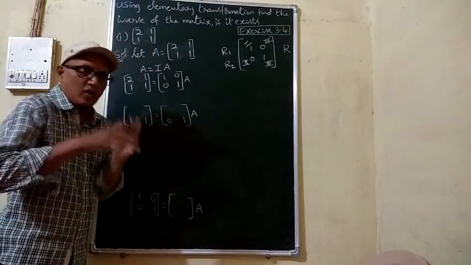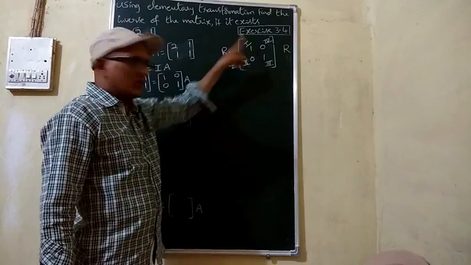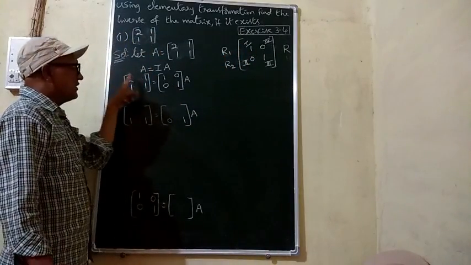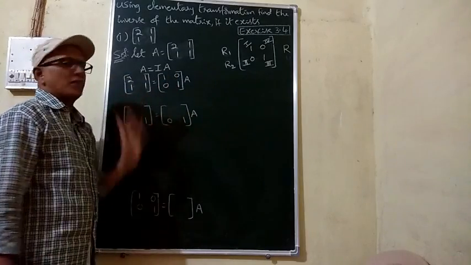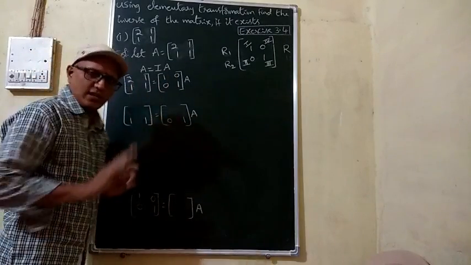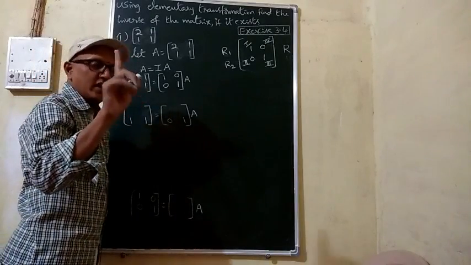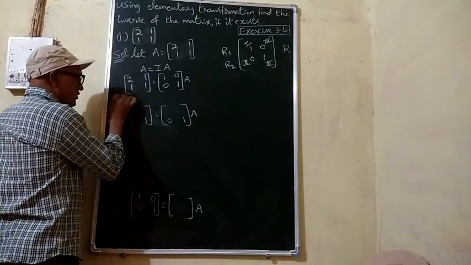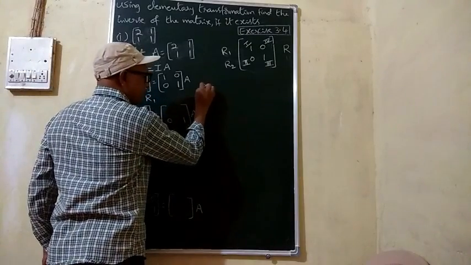Don't disturb that one. Now our target is to get Roman letter 1. What is Roman letter 1? 1. We should get 1 in this place. Where is it? It is in first row. Nothing happened to second row. Keep the second row as it is. Okay? Right. Now we are going to change first row. How to change? R1, R1, R1.